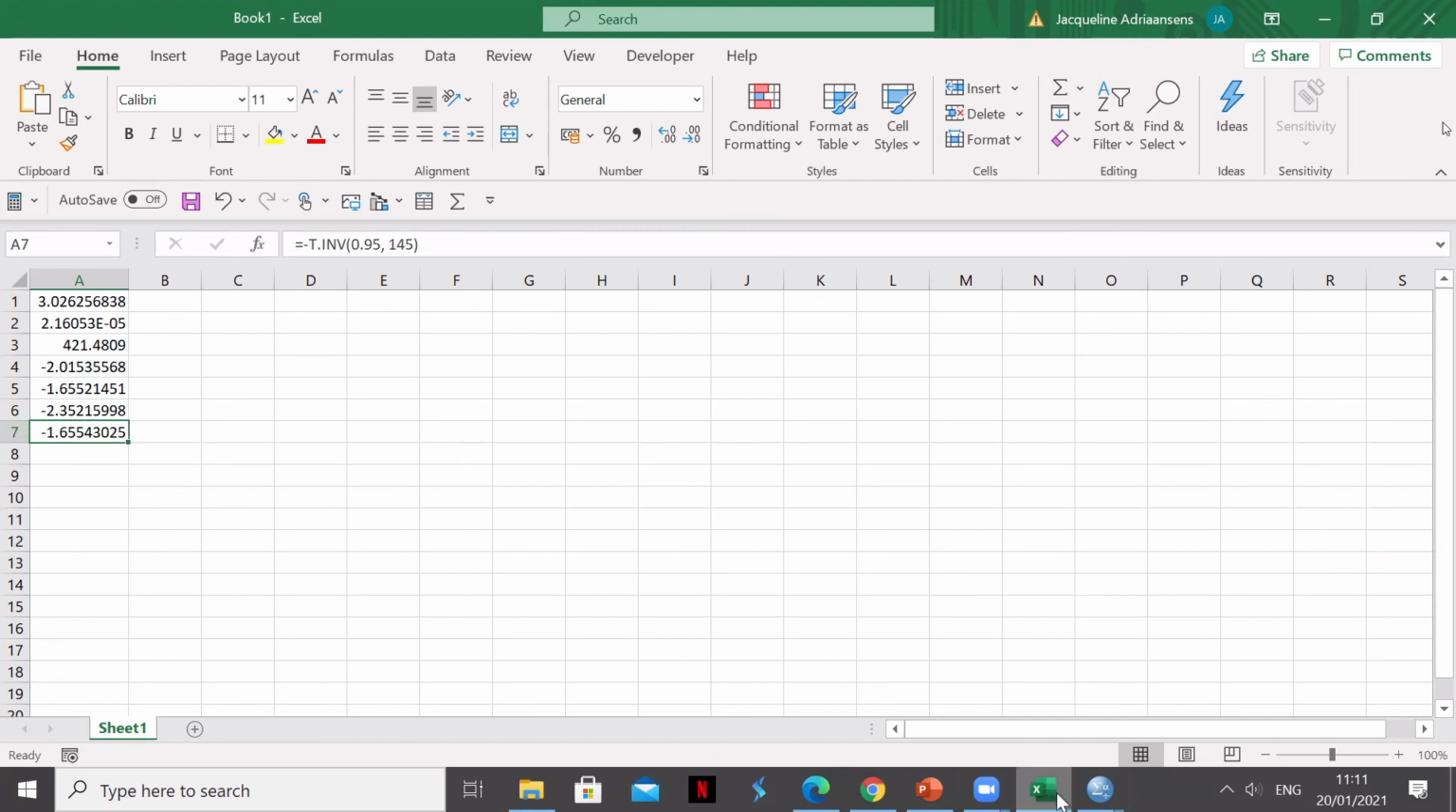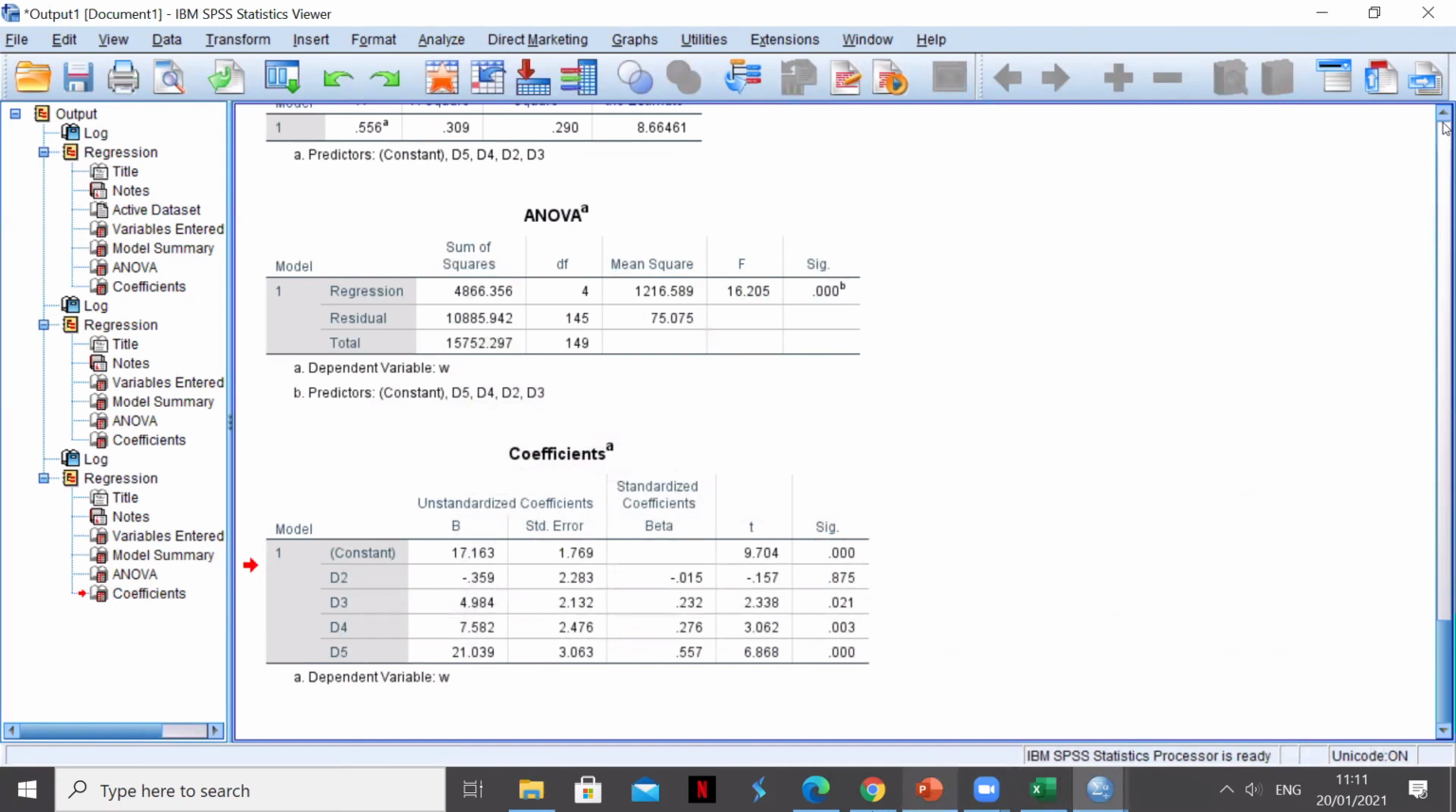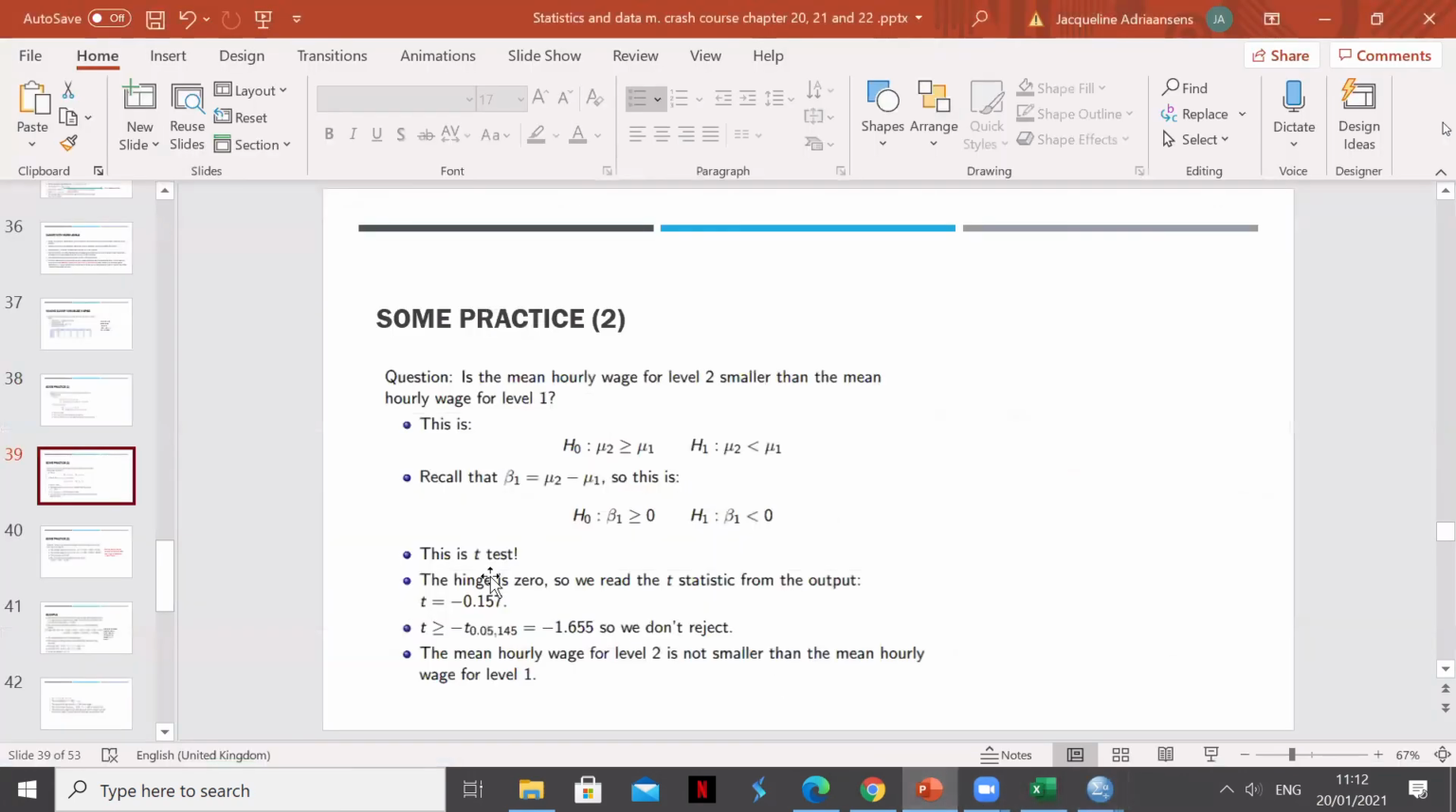And what was our test statistic? Our test statistic was this. Of course, that's not smaller than our critical value of minus 1.65. So from both the t value and the significance level, we conclude that we cannot reject the null hypothesis. So if we go here, we cannot reject it.